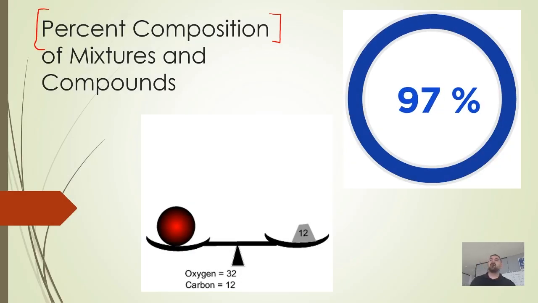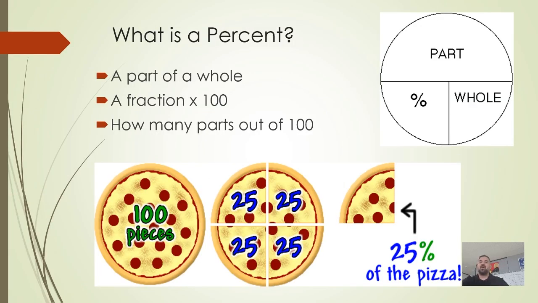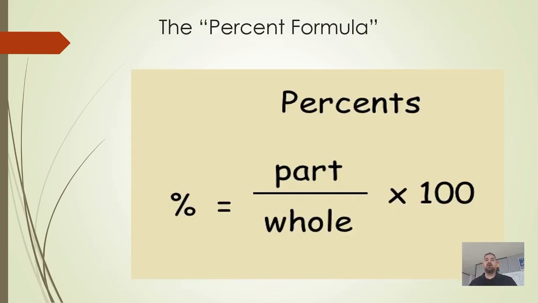All right, so percent composition is the percentage of what something is composed of. So what is a percent? A percent is a part of a whole. And to get a percent, we're going to take a fraction and then we're going to multiply it by 100. So here's our formula. Let's go ahead and write it out. Percent composition is going to be part divided by whole times 100. That's how we get a percentage.